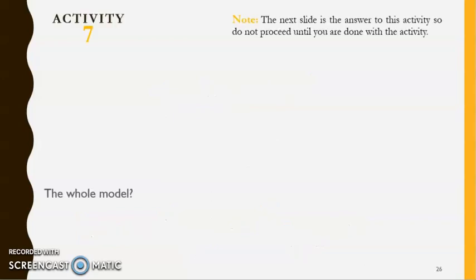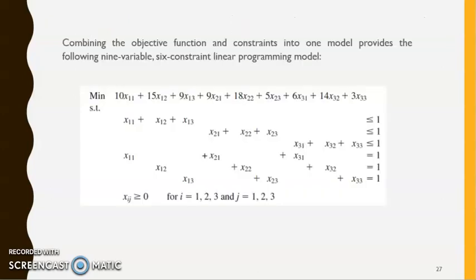And finally, we get to the whole model. So try to write down the whole model, including the decision variables that we discussed in detail, how to write down the decision variables while they are 0 and 1 variables, the objective function, and the constraints. So write it down, and after that check it. And now we are going to see the whole model.